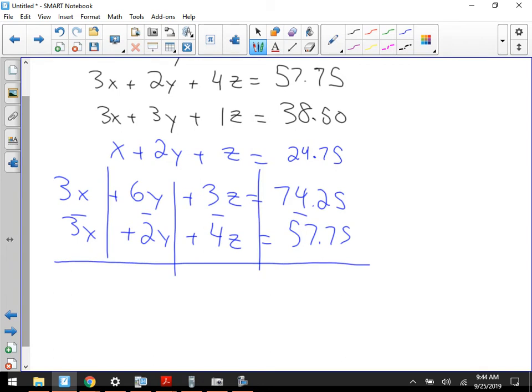There's my subtraction. The x's are gone. I get 4y minus 1z. Oops. 7425, 5775. I get 1650.